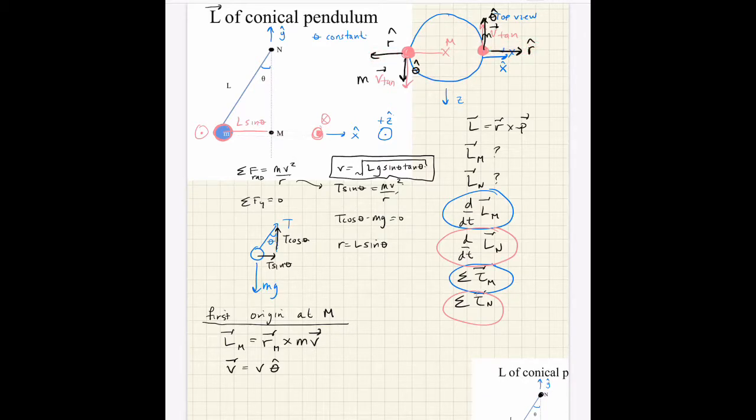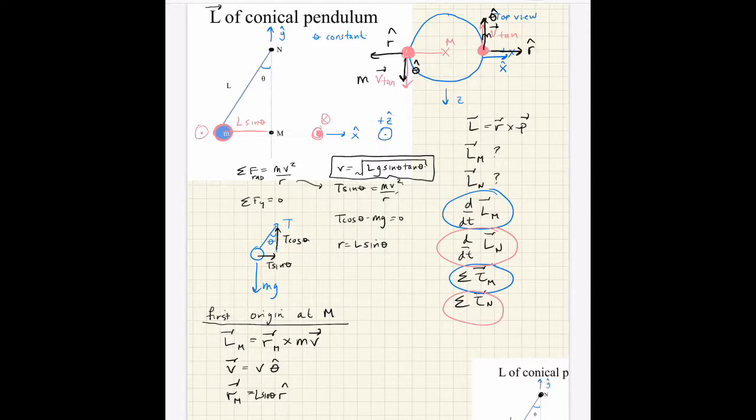So I can actually write my r sub m as just having a radial component, r hat, and the magnitude of it is just this radius, L sine theta. That's it. Now, just as a side note, I know this V. I can plug it in anytime I want to. I just don't want to yet.